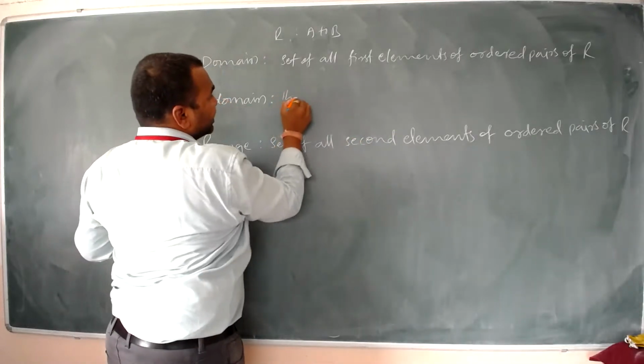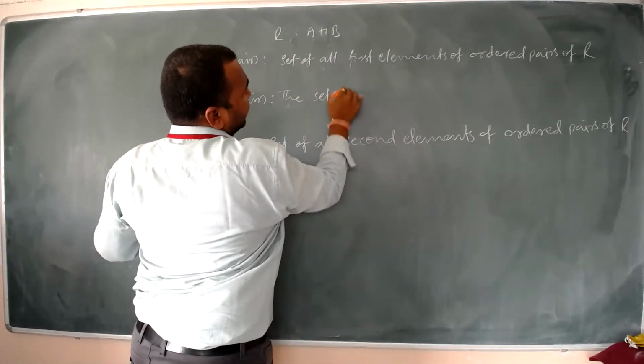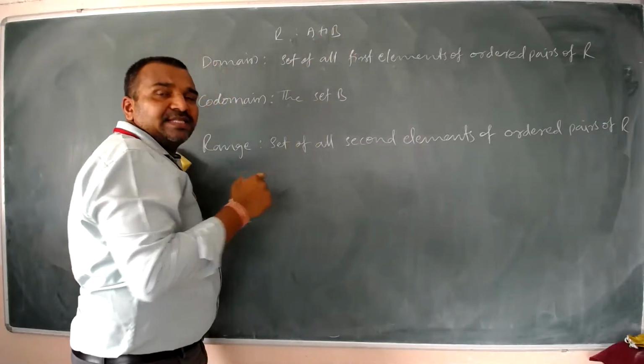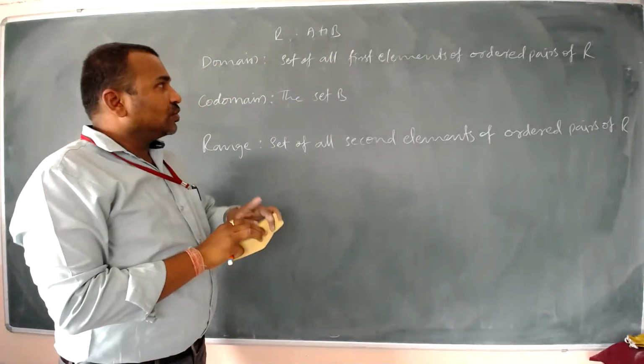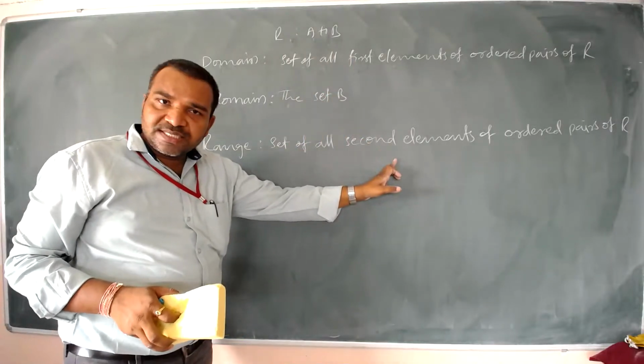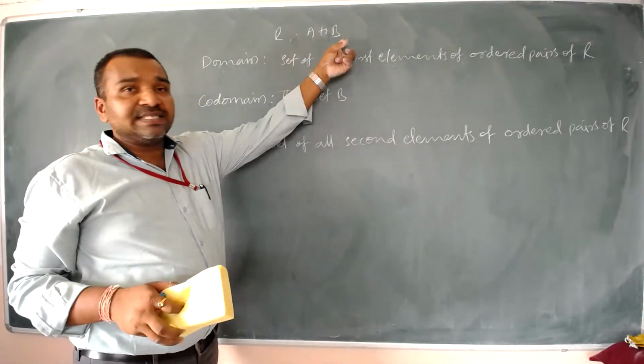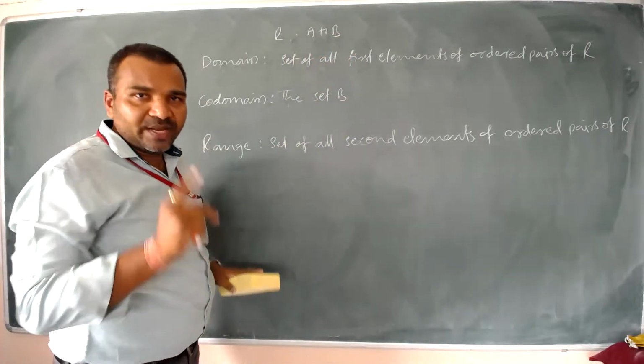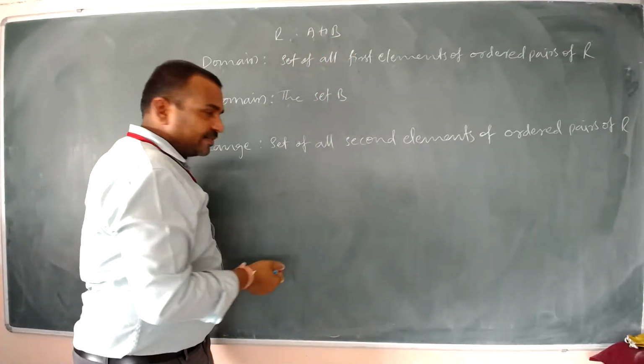Next, the second set B, the total set, is called the codomain. So the set of all first elements is the domain, the set of all second elements is the range, and the total second set B is called the codomain. I will take one example now, you may get some idea.